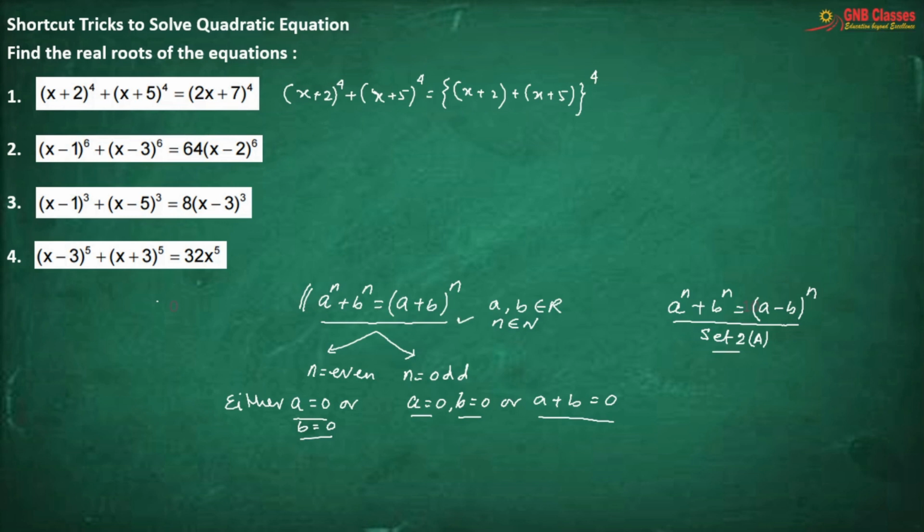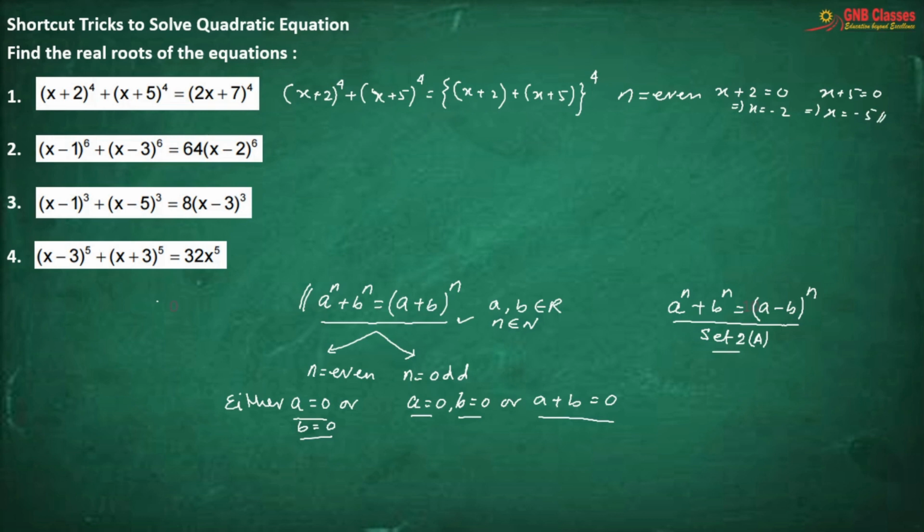But here we observe that n is even. Since n is even, the solution will be either a equals 0, that is x plus 2 equals 0, which implies x is minus 2, or x plus 5 equals 0, that implies x equals minus 5. That's it. Have you understood it?